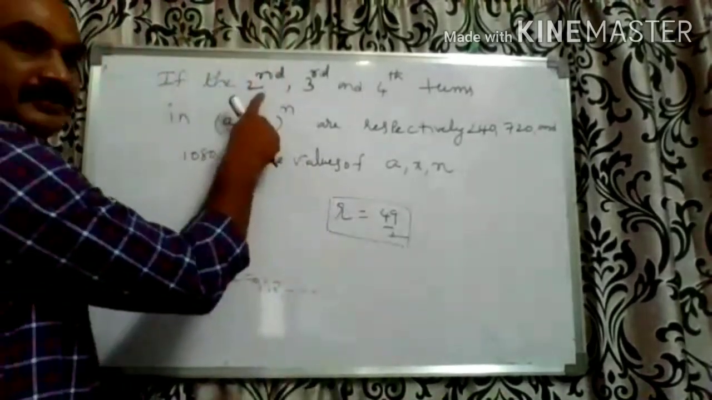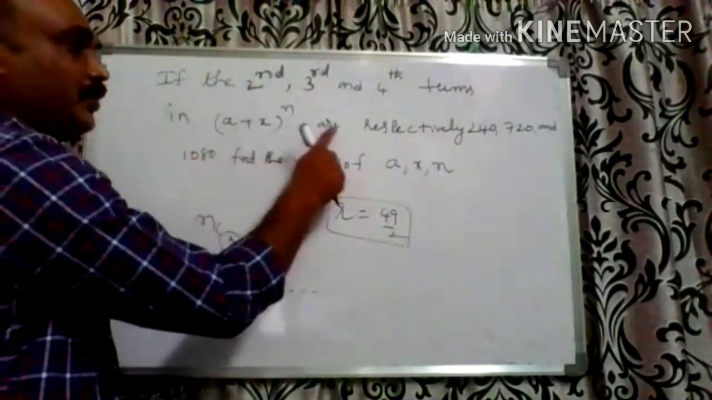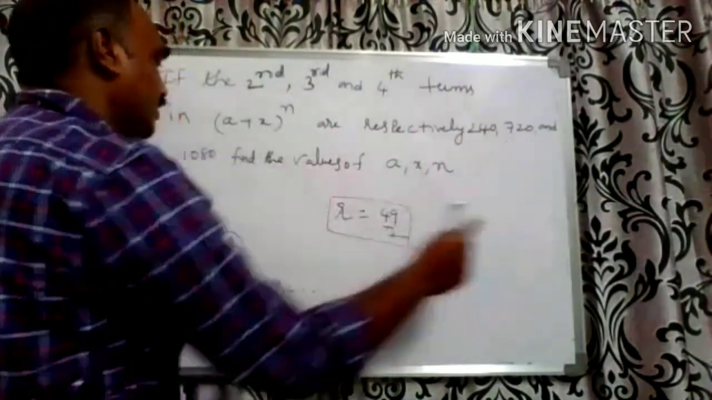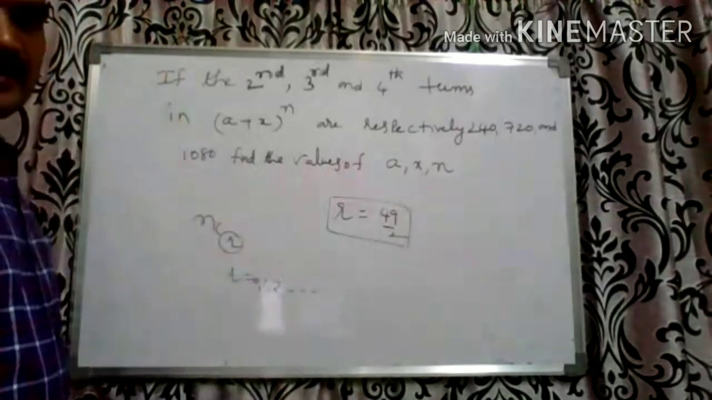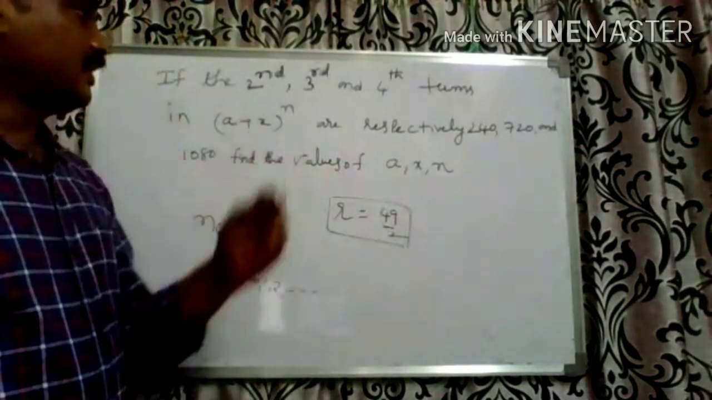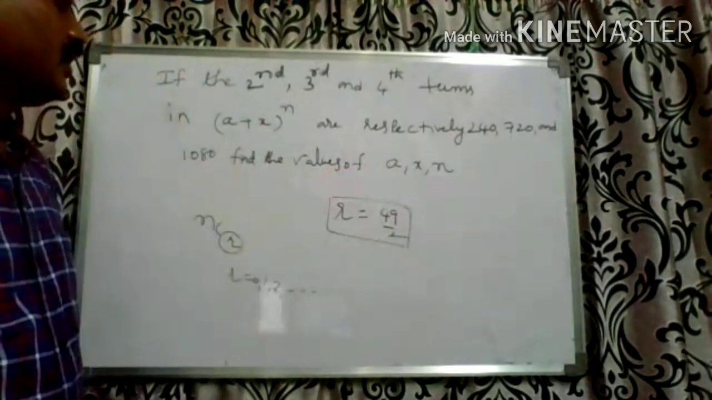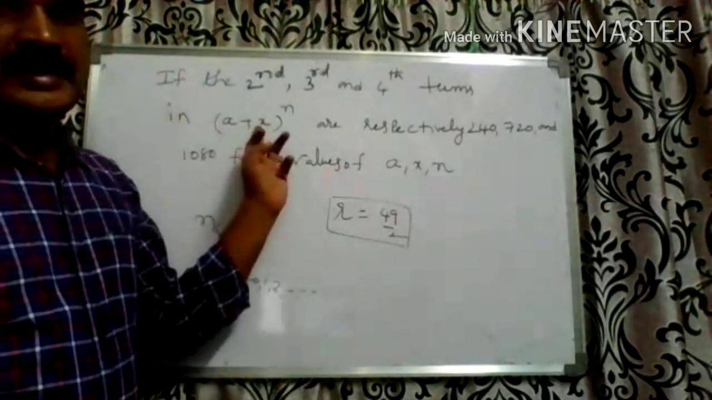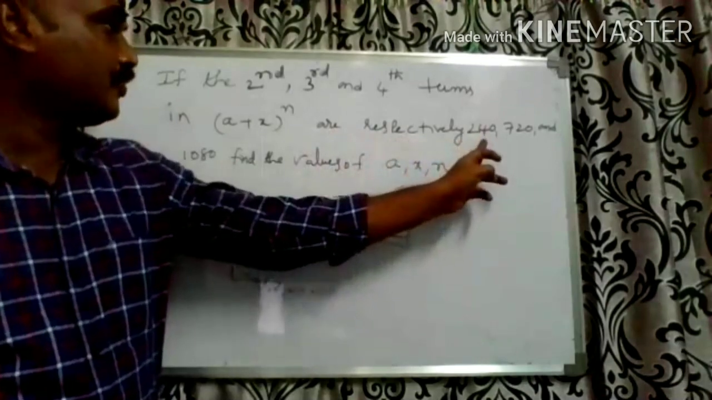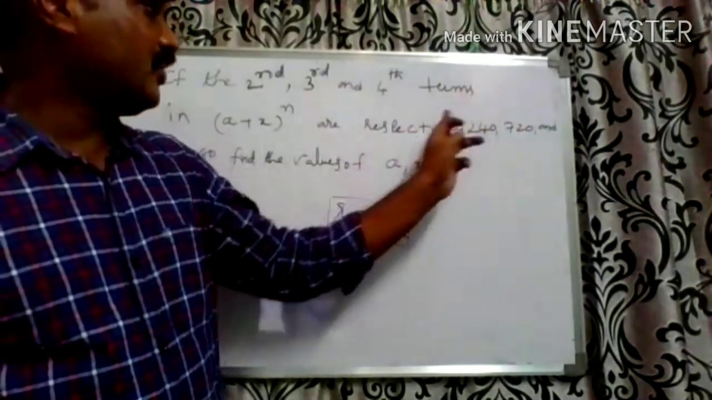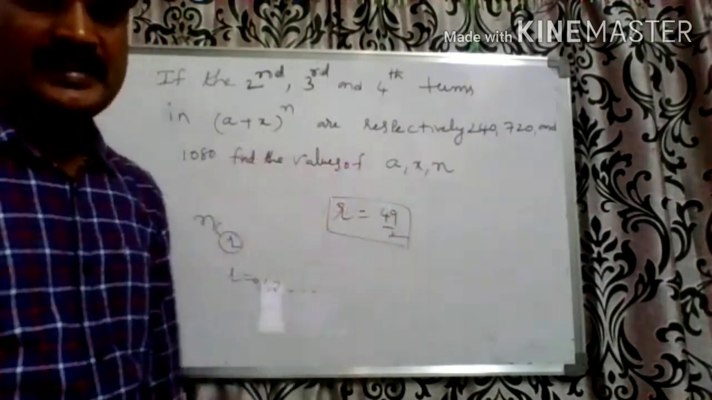If the second, third, and fourth terms in the expansion of (a + x)^n are respectively 240, 720, and 1080, find the values of a, x, n.